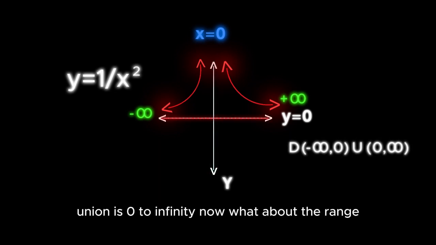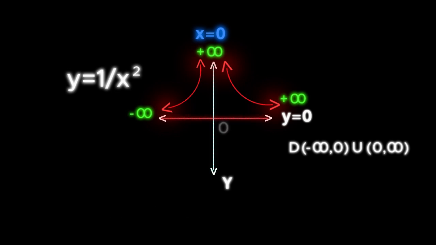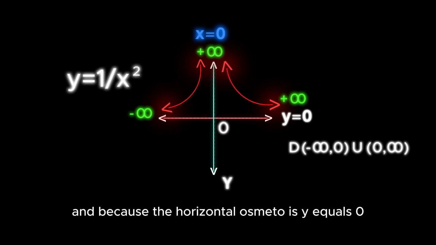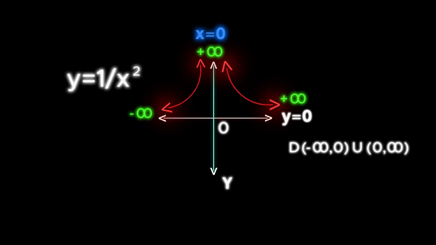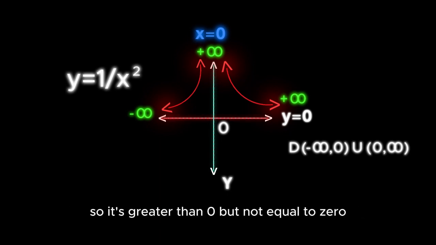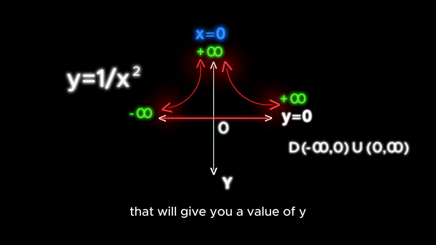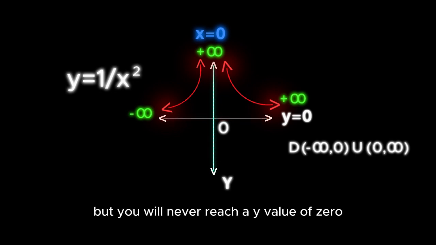Now, what about the range? Notice that the lowest y value is 0, but the highest is positive infinity. And because the horizontal asymptote is y equals 0, the function never touches the horizontal asymptote. So it's greater than 0, but not equal to 0. There's no value of x that you can plug in that will give you a y value of 0. You can get very close to 0, but you will never reach a y value of 0.